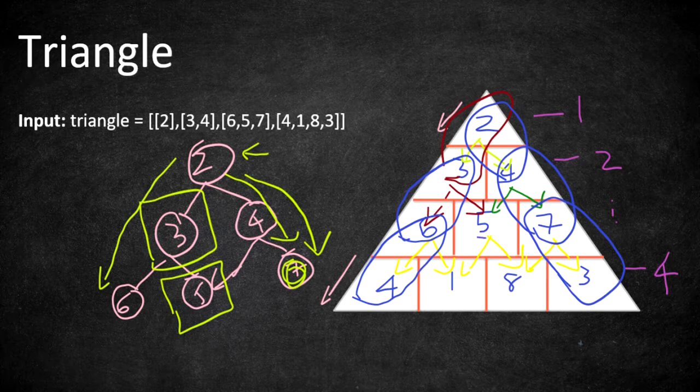That is, 5 can be added with 3 or 4. In the same way, 1 can arrive from the path 5 or 6, and similarly 8 can arrive from 5 or 7. So considering all these terms, we are going to arrive at a solution. Let's see how we're going to approach this.